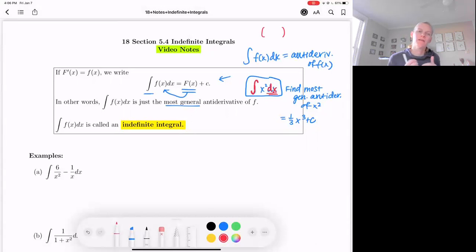You won't quite understand why we need this in this class, but if you get to a Calc 3 multivariable calculus class, you're going to have lots of variables floating around. And so you might have a dx, dy, dz at the end of an integral. So it's really important in that case. So let's go ahead and do some examples.